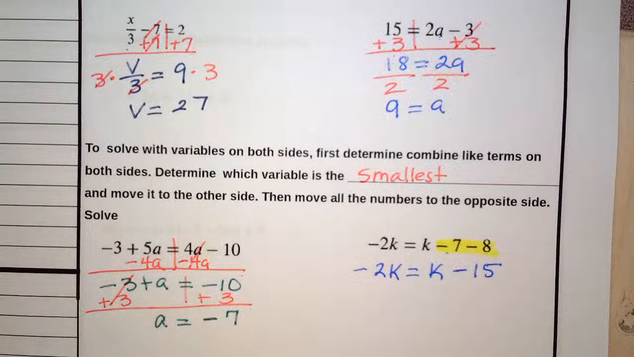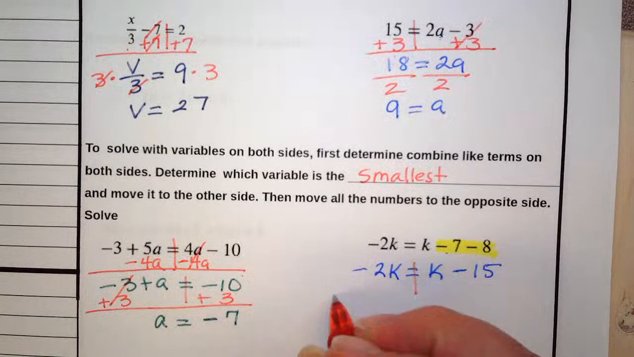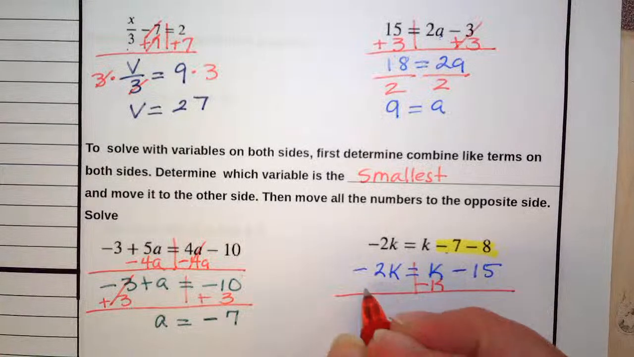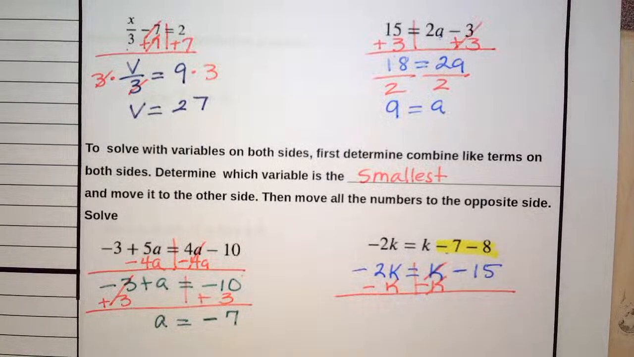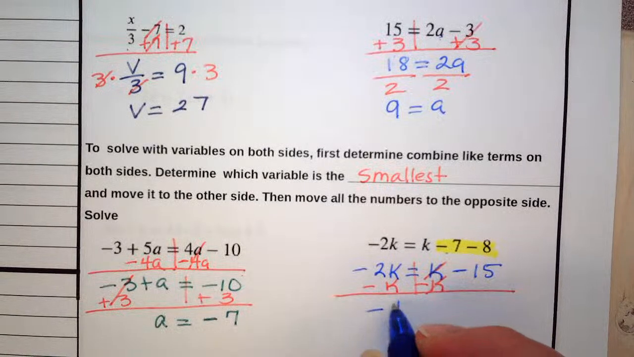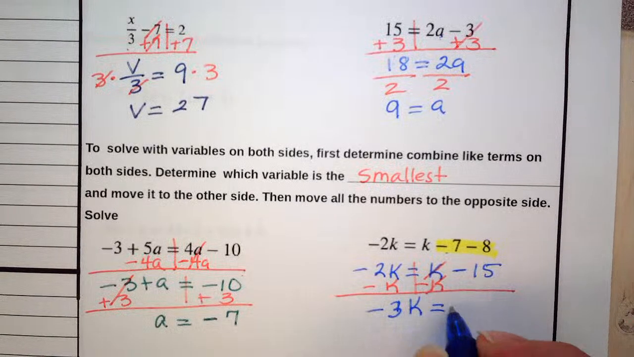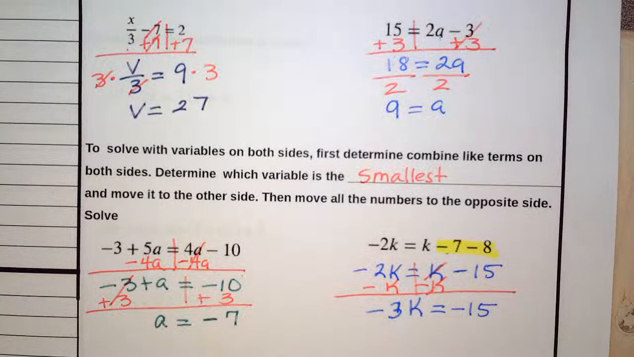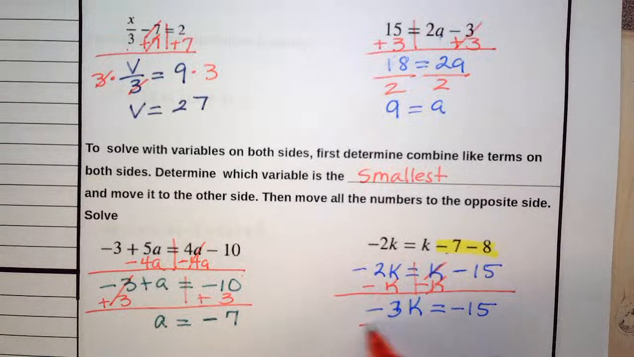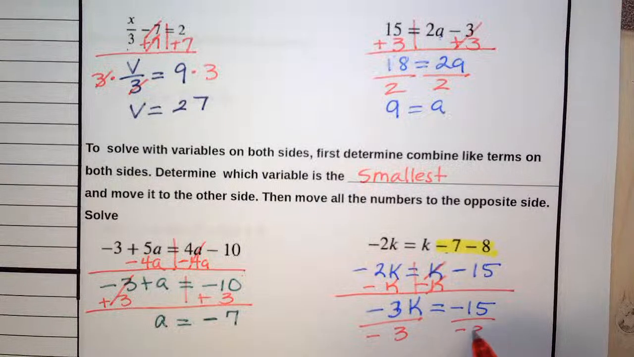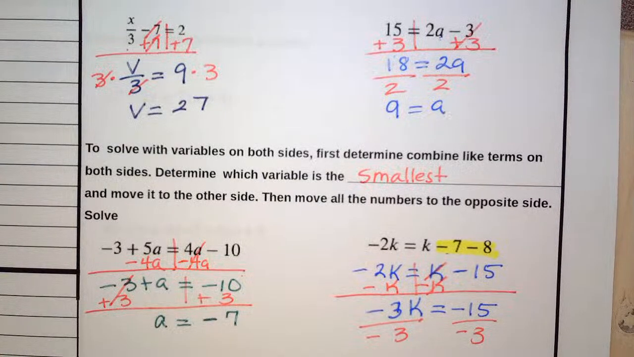K minus 15. Now in this case, we're not going to move the smaller number over because the smaller number would be -2k. The reason why is because it will take an extra step. So this time we will move the k over. Subtract k from both sides. And I have -3k is equal to -15. The last step is to divide by -3. And k is equal to 5.